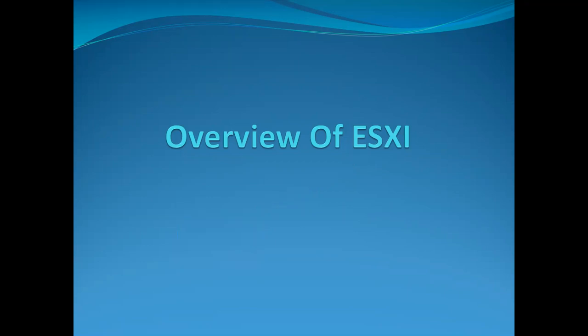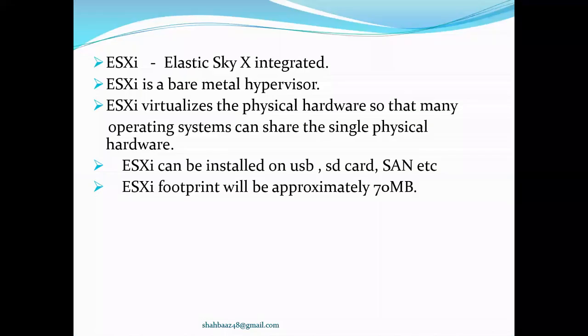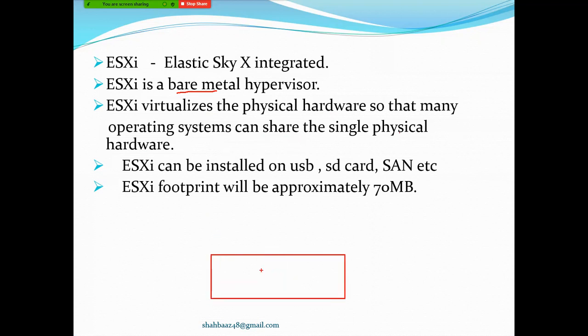Okay. So today again, let us see some more options. ESXi, as I have told you already, is Elastic Sky X Integrated, or you can say onboard. It's a bare metal hypervisor, so this will be installed directly on a dedicated device. ESXi virtualizes the physical hardware so that many operating systems can share the single physical hardware. You have a physical device, and whatever configuration you have will be utilized by your virtual machines.